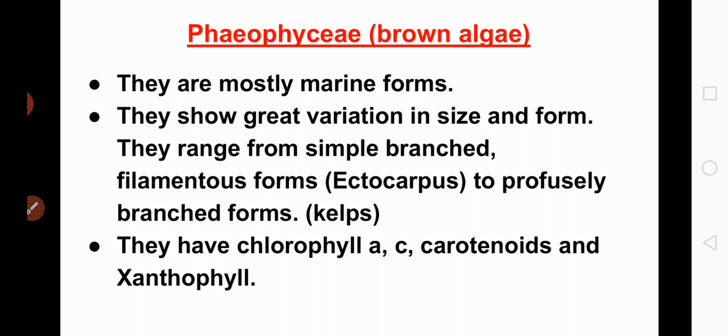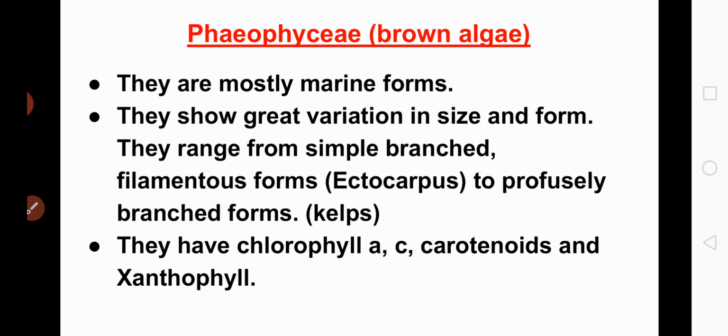That means the size may range from simple branched filamentous forms to profusely branched forms. So the size of the brown algal members may range from simple branched filamentous forms to profusely branched forms. An example of a simple branched filamentous form is Ectocarpus, and of a profusely branched form, kelps.